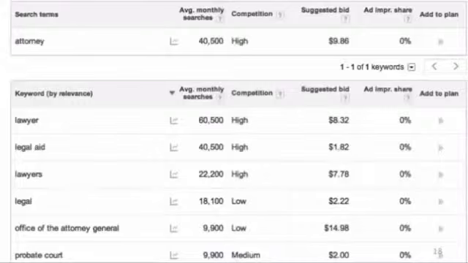You can see the search volume in 1 month. I mean, look at the search volume here. It's 40,500 searches in 1 month for the term attorney. This data is really, really cool, and you can get a lot from it from the search engines.